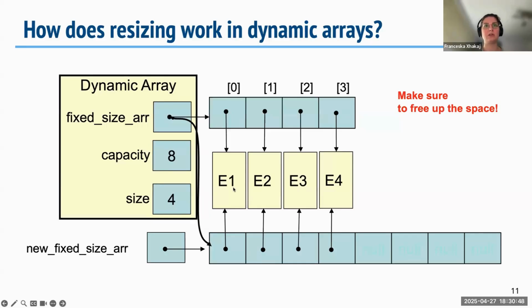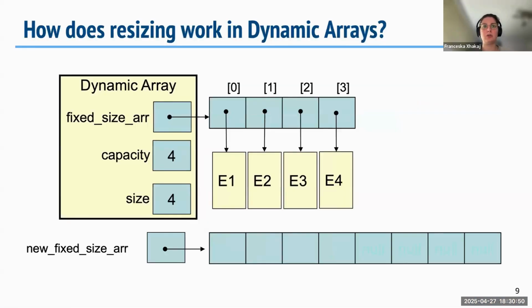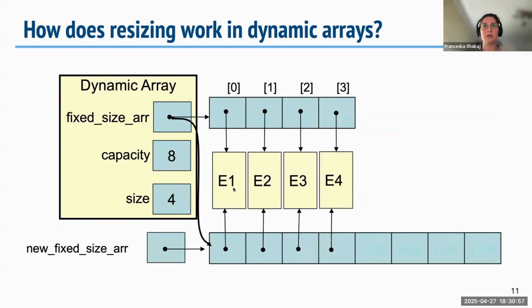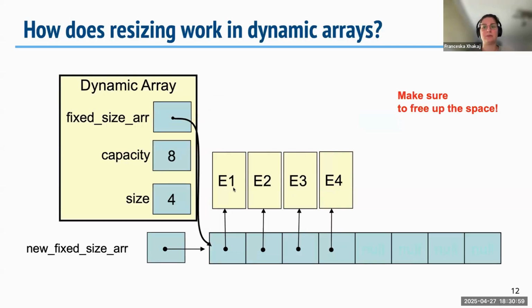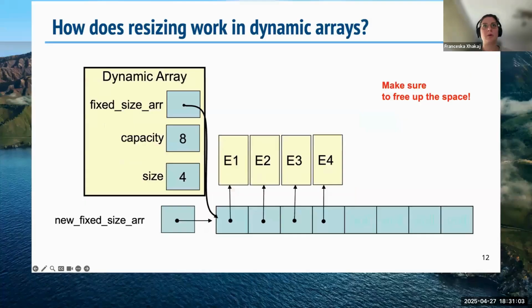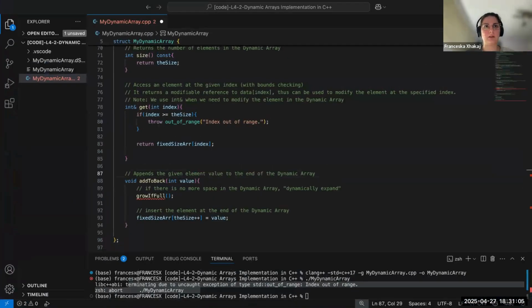So let's repeat it one more time here. I am going to create a new space in memory, twice the size, copy the elements over, change the pointer, make sure to free up the space. Okay, so let's go ahead and implement together grow with full as a function.